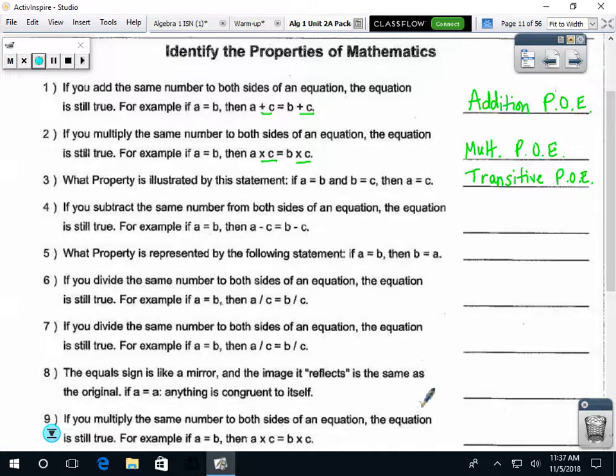All right, number 4. If you subtract the same number from both sides of an equation, the equation is still true. For example, if A equals B, then A minus C equals B minus C. Correct. You're subtracting the same thing on both sides, so that's the subtraction property of equality. That one's a common sense one.